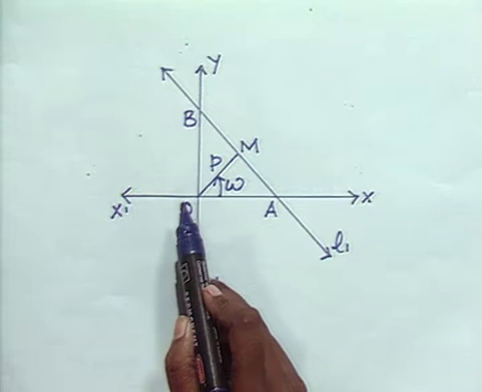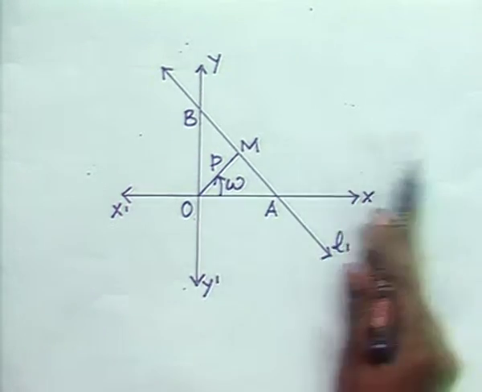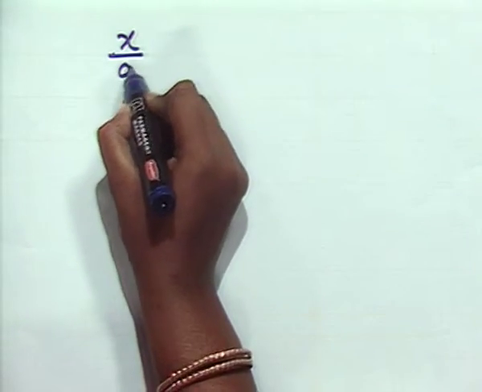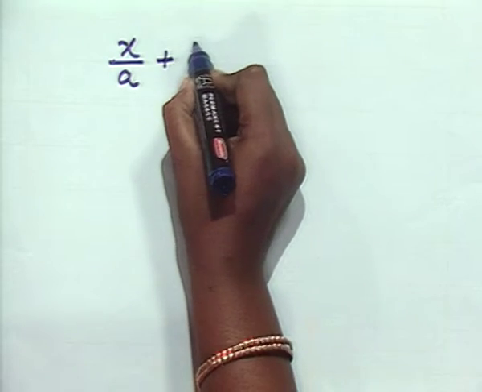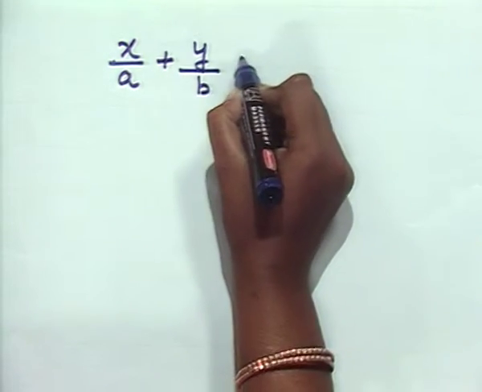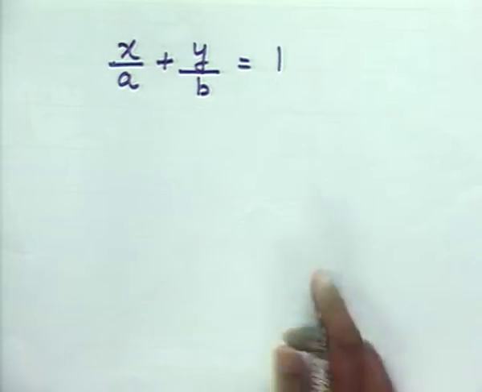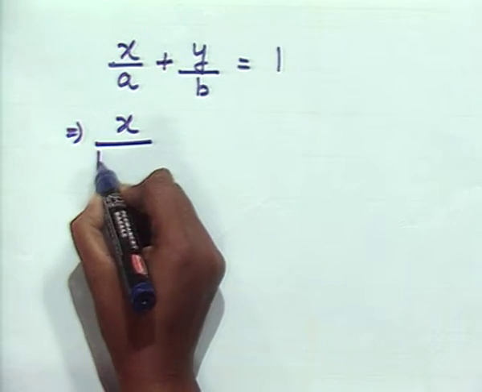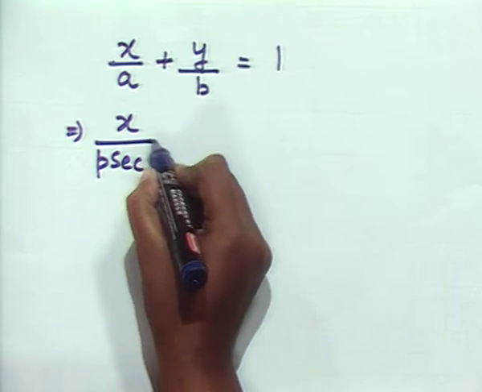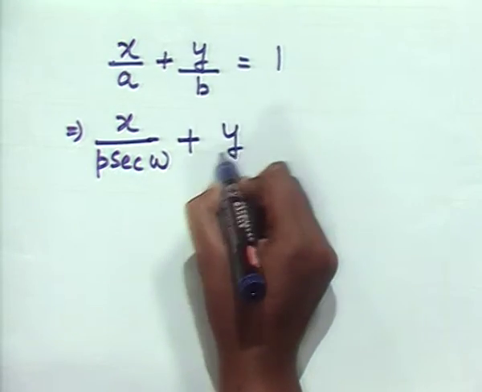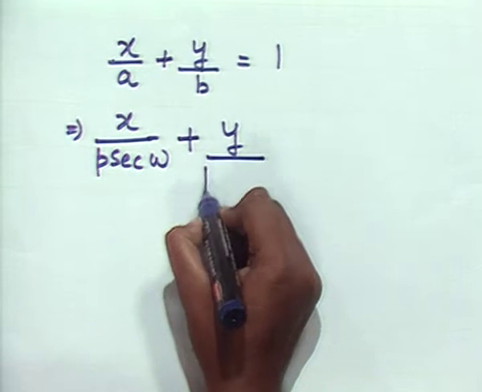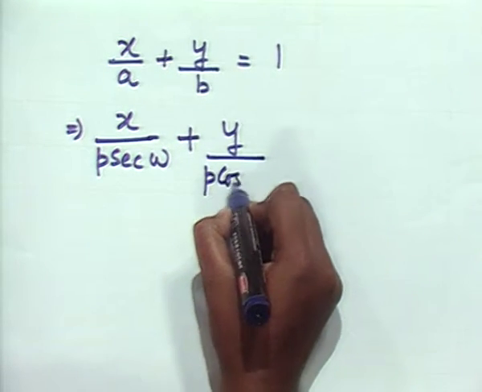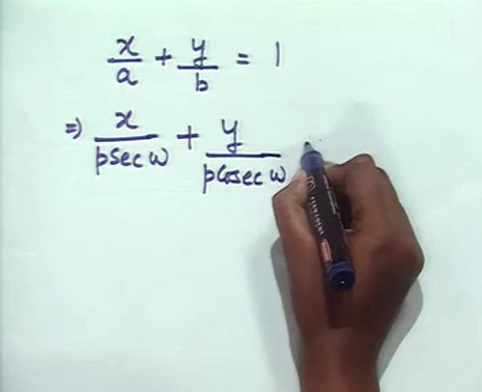So, Nidhi, what will be the form of equation which we will use here? Ma'am, we can use intercept form here. Right. So, now we know that intercept form of equation is x upon a plus y upon b is equal to 1. This implies x upon a, where a is the x-intercept, which was P sec omega, plus y upon b, where b is the y-intercept, which is nothing but P cosec omega. This is equal to 1.